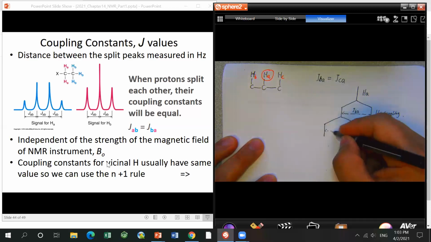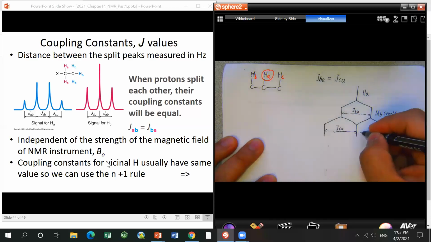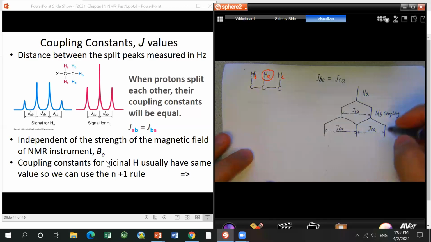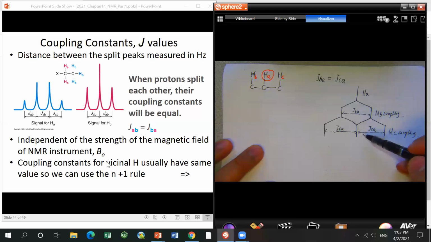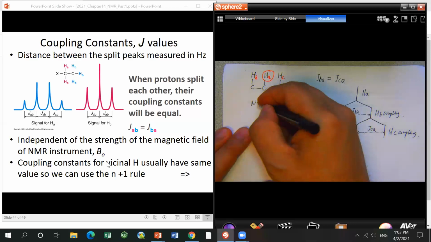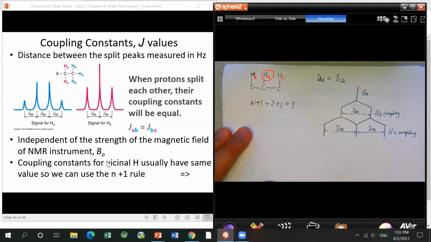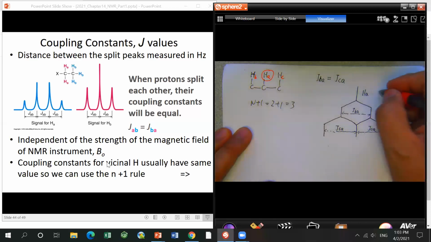And eventually we generate something like this. That's the HC coupling, J_CA. Because J_BA equals J_CA, the coupling constants are the same, so we can apply the n+1 rule. A has two neighboring hydrogens, so n+1 is 2+1, and you get 3 peaks. That's why HA eventually gives a triplet.